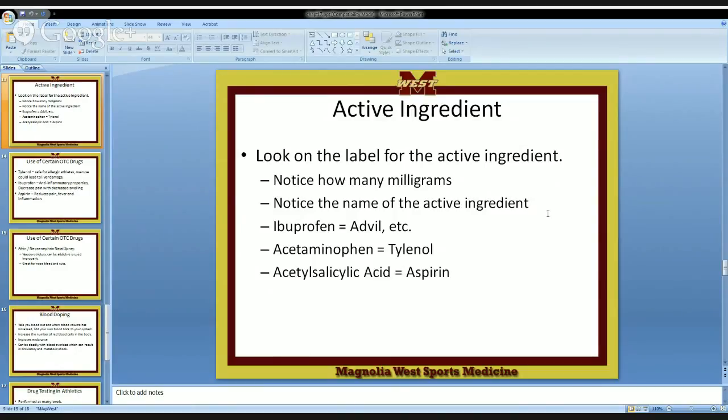So look on the label and see what the active ingredient is. Active ingredient, ibuprofen, 200 milligrams. Notice how many milligrams, because what about a 600 milligram? Do they make a 600 milligram ibuprofen? Yeah. Guess what? It's prescription. They make an 800 milligram ibuprofen, one pill, 800 milligrams. You can take 3 of the 200s and it would be the same.